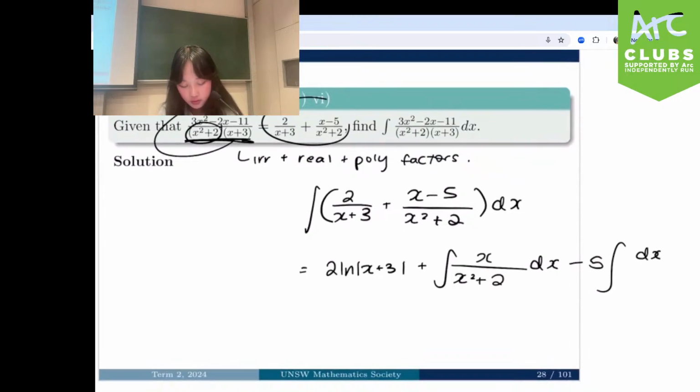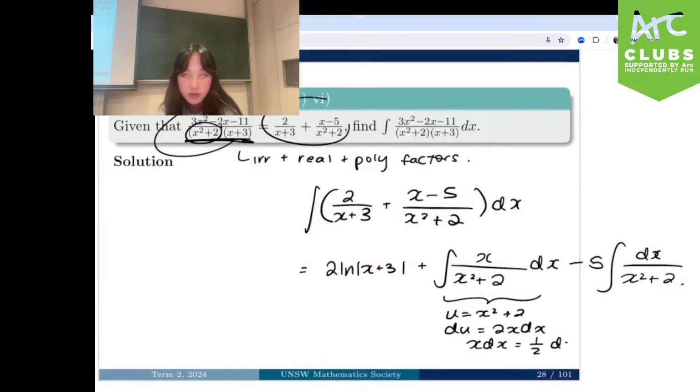So it looks like this. Okay, this one is chain rule, right? You can let u equal x squared plus 2, where du is equal to 2x dx. So x dx is what? x dx is half du, right? So I can do that for the one in the middle.